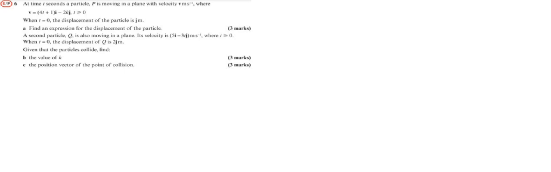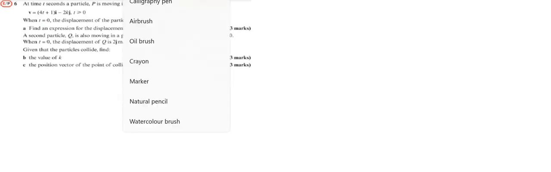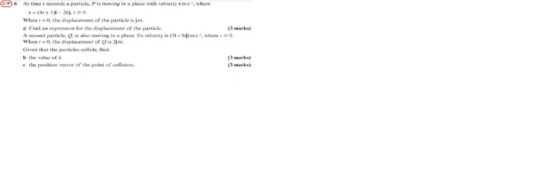We're also given an example where, when t equals 0, we are told that the displacement of the particle is j meters. Right, so let's have a look. What do we do? So for part A, find the expression for the displacement.